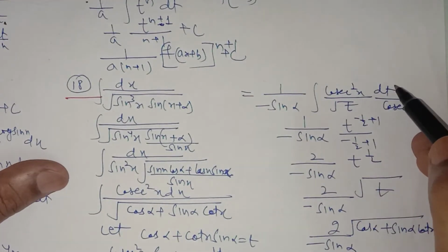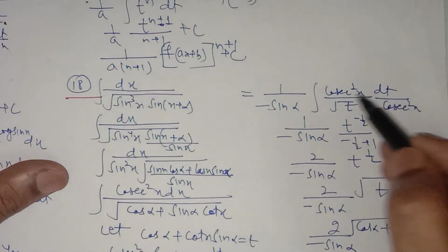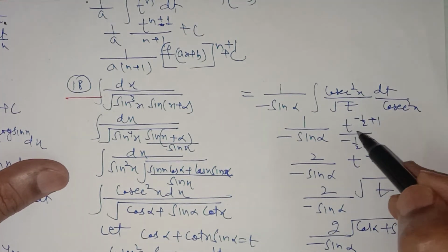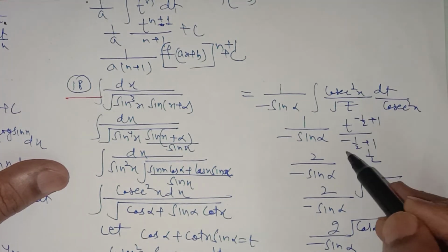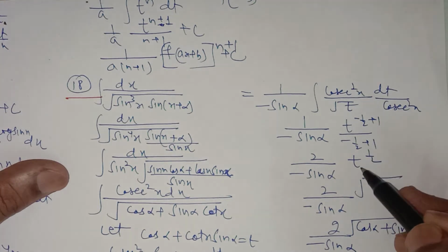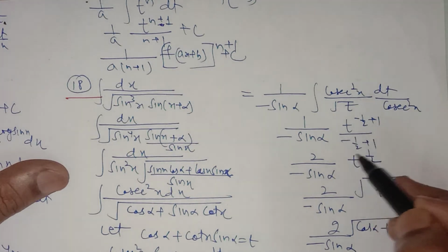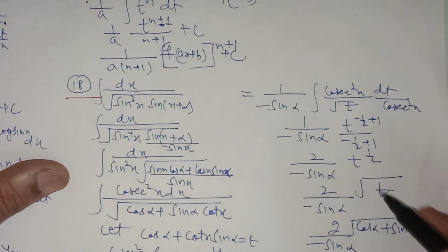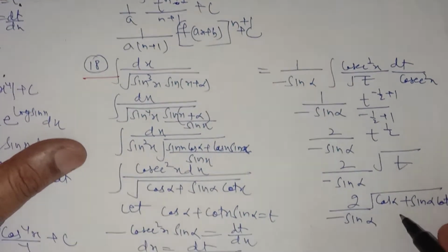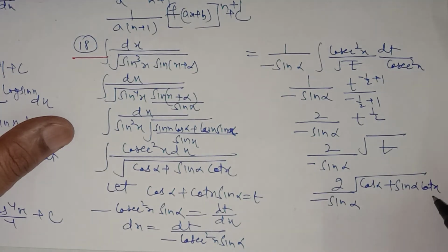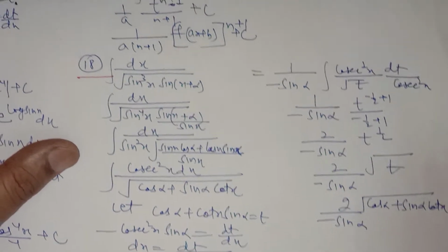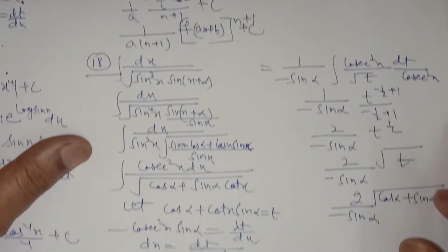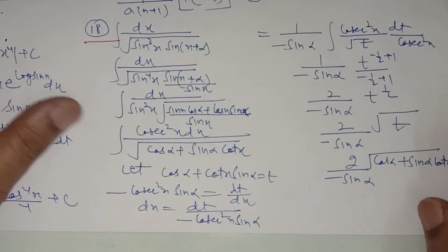Replace the value of dx, which is dt upon cosec square x. This will be cancelled out. So you have to integrate only t to the power minus half, which is t to the power minus half plus 1 upon minus half plus 1, which is 2 t to the power half, and this minus half plus 1 is half, and arrange it. Replace the value of t, which is cos alpha plus sine alpha cot x. So it is a good question in which you have to do a lot of arrangement. See, you can see it carefully.